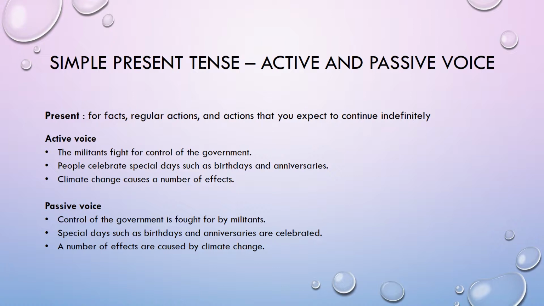Now, when we use passive voice, we take the focus off who or what does the action, and we put the focus on who or what receives the action. So in present tense, this looks like the following. Control of the government is fought for by militants. Special days such as birthdays and anniversaries are celebrated. A number of effects are caused by climate change.